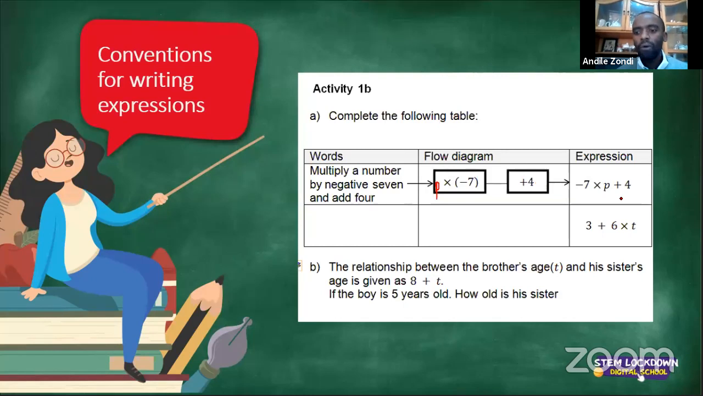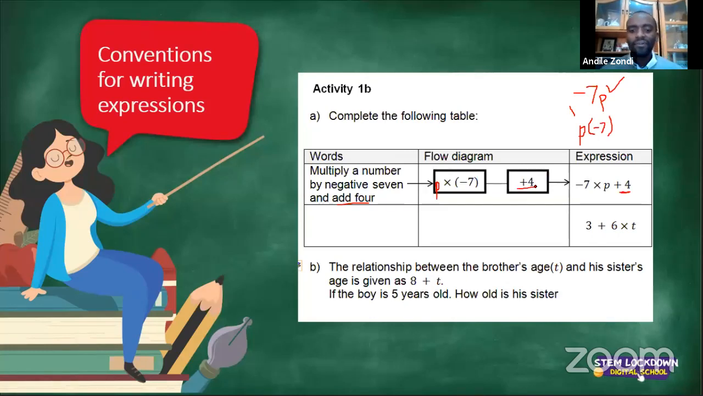But now when you're writing an expression, we don't write it like this. We don't say P times 7. Rather, we say 7P. This is a more appropriate way of writing it out. In this case, they showed you 7 times P plus 4. Why plus 4? Because they said add 4. There it is.